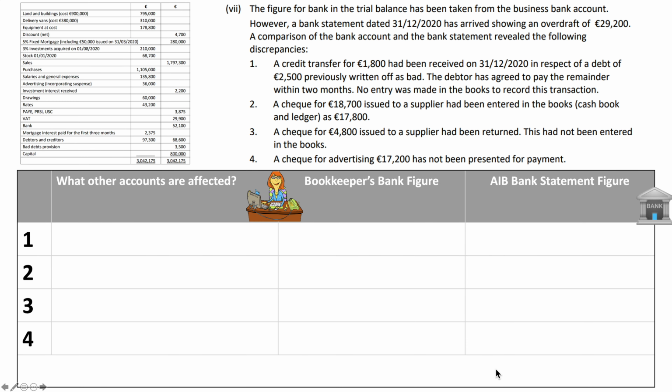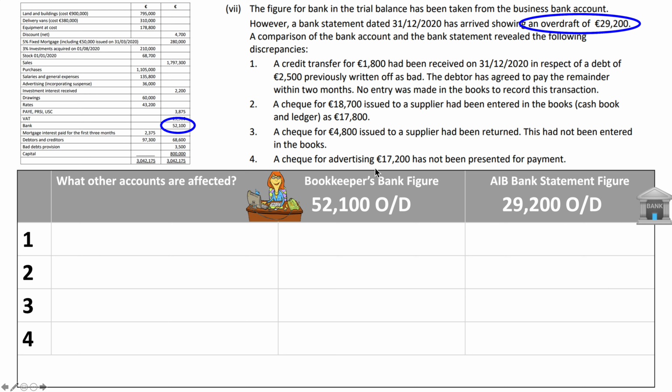So let's get started with this one. We take the bookkeeper's bank figure from the trial balance, 52,100, and it's on the credit side, so that means that that is a bank overdraft. In the adjustment, it says that the bank statement, so if you imagine AIB, their overdraft figure is €29,200 there.